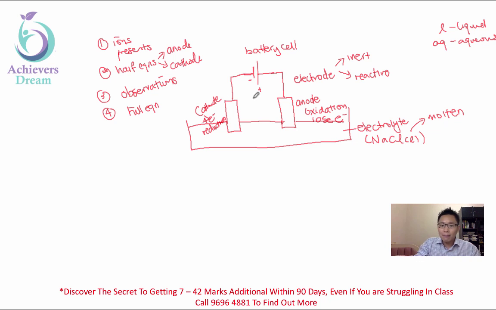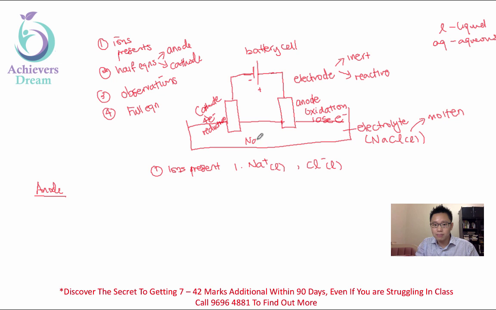So what happened at the anode? Let's start with the ions present. Step 1, ions present: we have Na+ molten, and next we have Cl- molten. That's it. From here, we write anode over here.